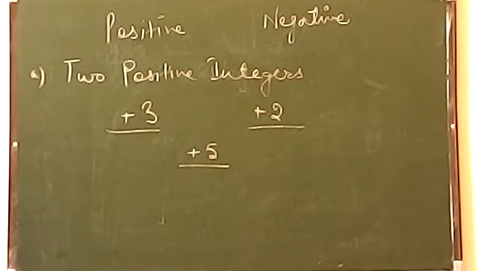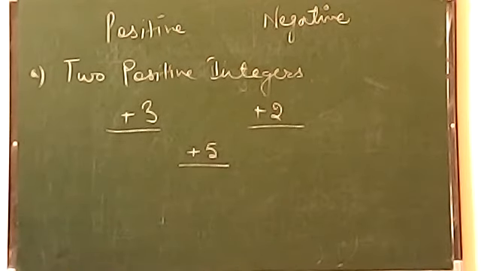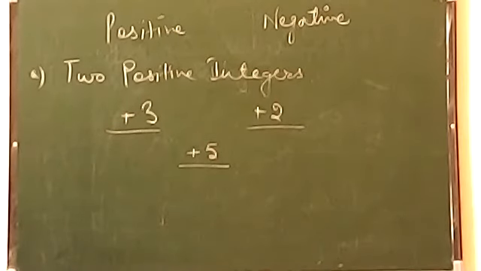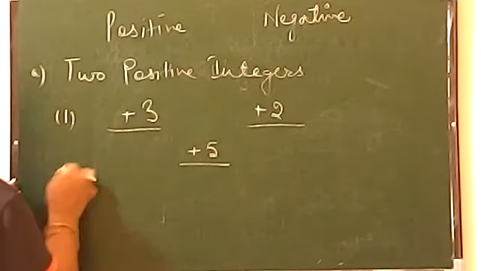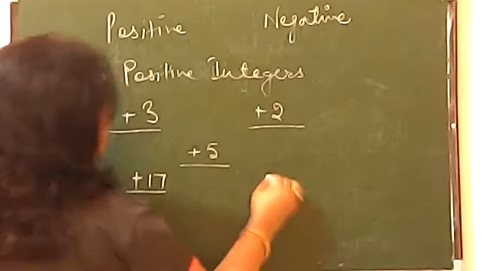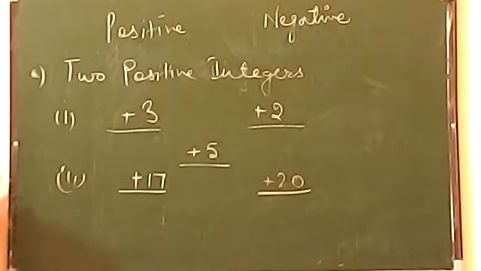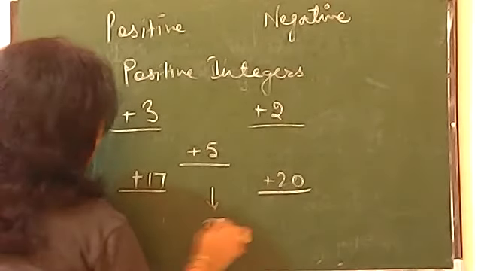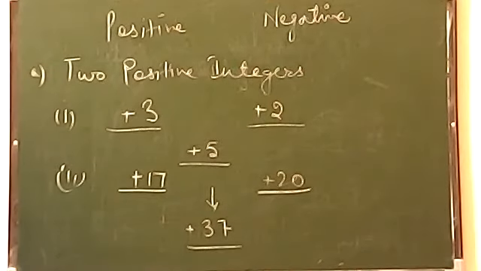The same as if I tell you, you had 17 bananas, I'll give you 20 more bananas, you will have a total of 37 bananas. The same goes with integers also. If you had 17 positive integers and 20 positive integers, and you have to add both, your answer will be a total of 37 positive. Okay, this is just a simple process.